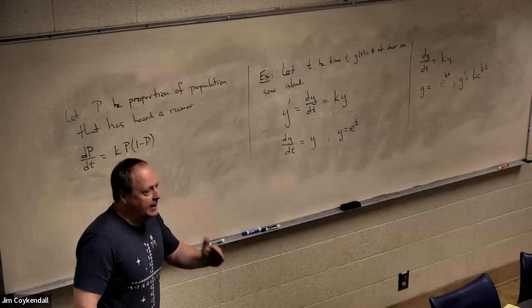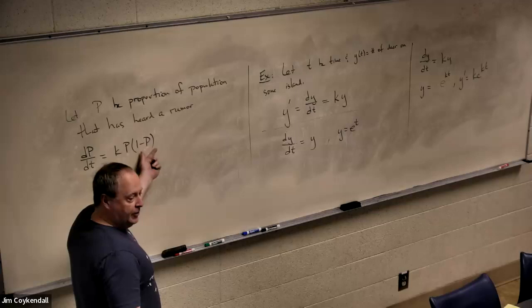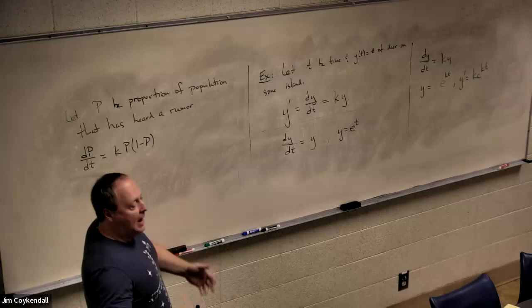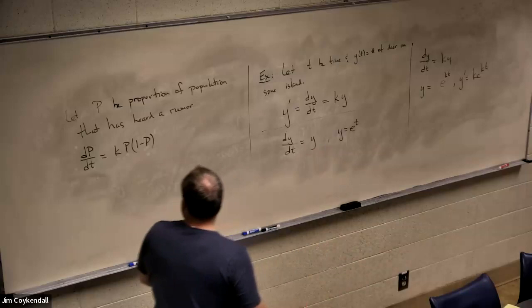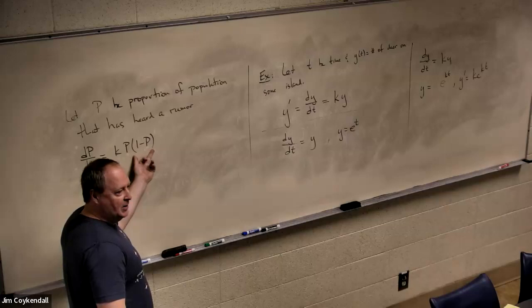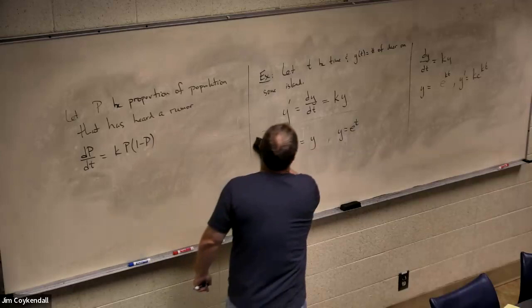When almost everybody knows the rumor, then P is near one, and this term is almost zero. That means the rumor is spreading slowly again, because I come up and tell you this juicy rumor, and you say, oh, I heard that, right? I didn't spread any. It spreads the fastest right in the middle, where half the people don't know it and half the people do. That's another example of a differential equation.